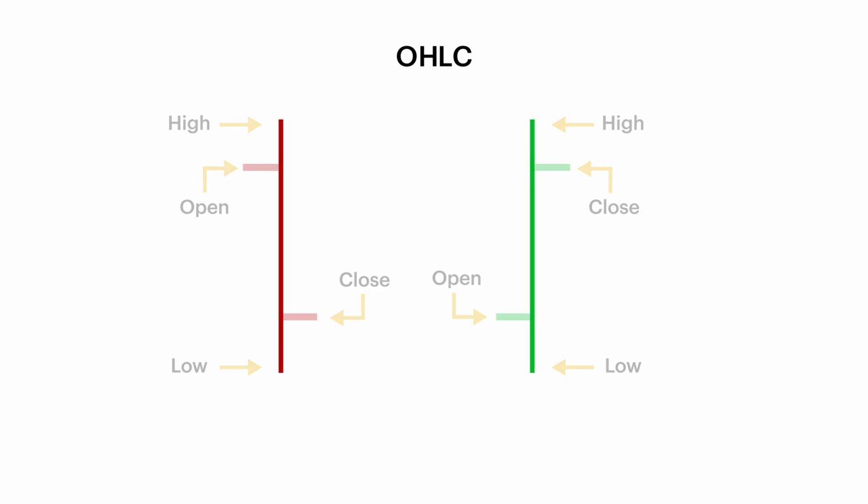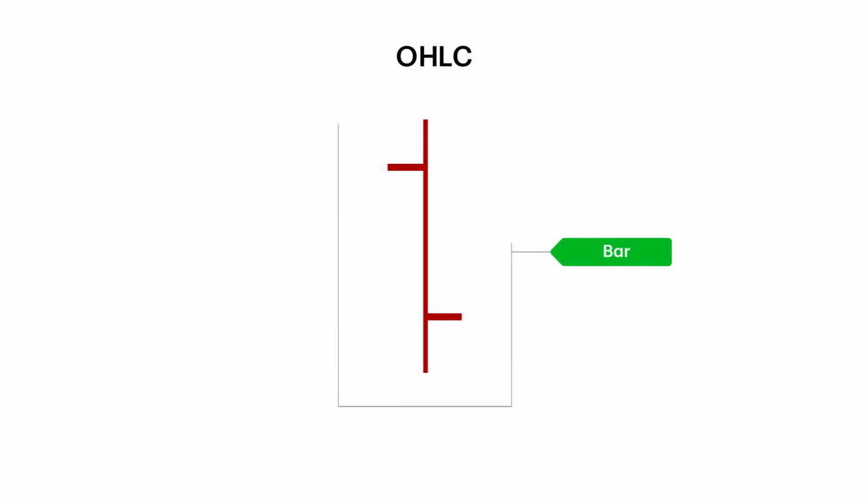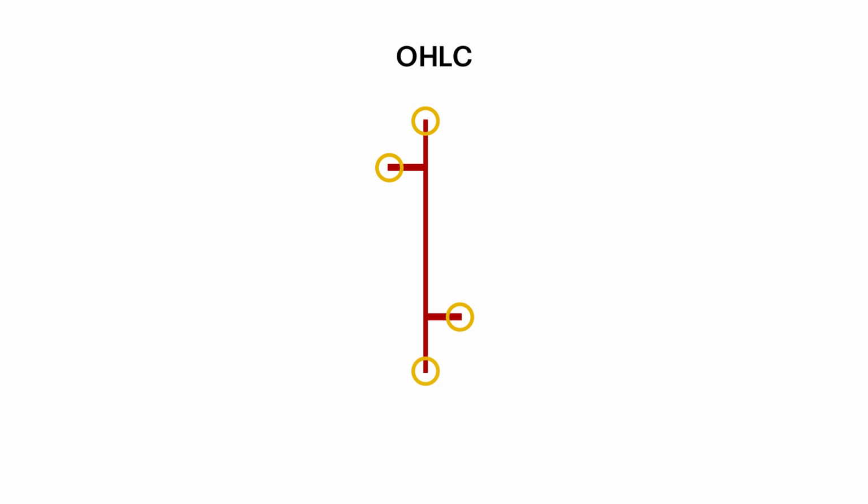The tips of the vertical line represent the high and low prices of the day. The horizontal tick on the left shows the price the stock opened at, and the horizontal tick on the right shows the price the stock closed at. Each one of these formations is called a bar. Since there are 4 data points in every bar, traders have more information to help them identify buy and sell signals. However, some traders find bars confusing to read.